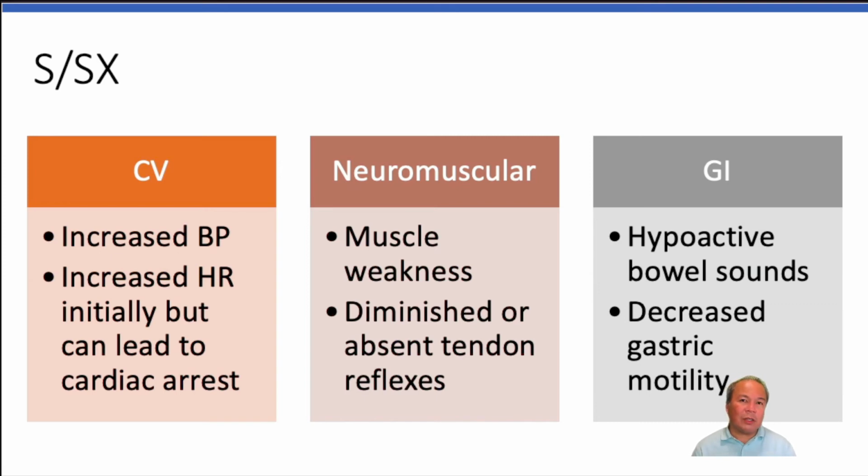In terms of neuromuscular clinical presentations, it's exactly the opposite compared to hypocalcemia, because in hypercalcemia, the neuromuscular system is a little bit weak compared to the hyperactivity when you have hypocalcemia. So there is muscle weakness, there are diminished or absent tendon reflexes. And in terms of the GI system, exactly again the opposite of hypocalcemia. This time, instead of hyperactivity, this is hypoactivity of the bowel sounds. Decreased gastric motility is not good.